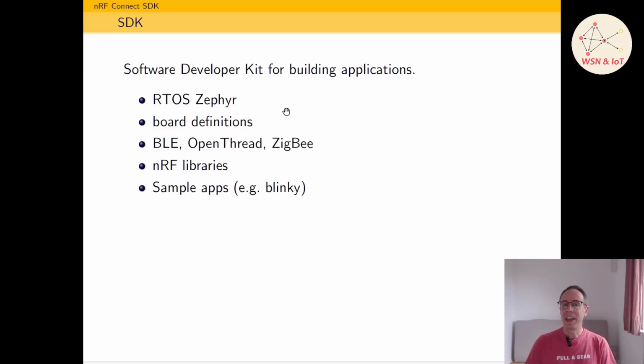The SDK itself is the software developer kit for building applications. It consists of the real-time operating system Zephyr, the board definitions, there are Bluetooth Low Energy, OpenThread, and Zigbee libraries included, special nRF libraries for the chips from Nordic, and a few sample applications like the blinky example.